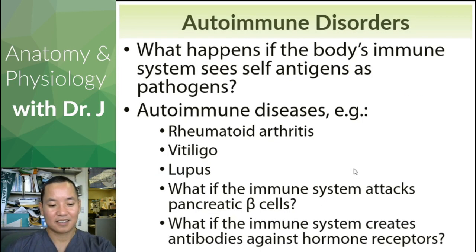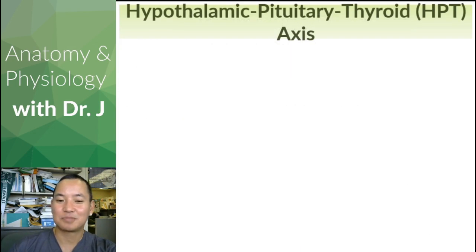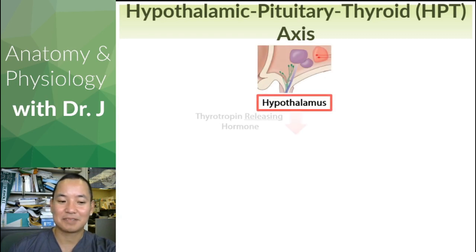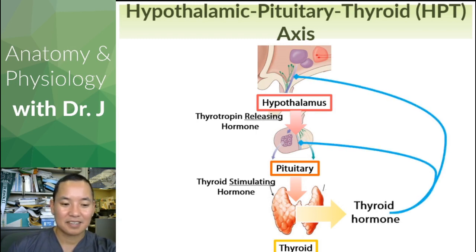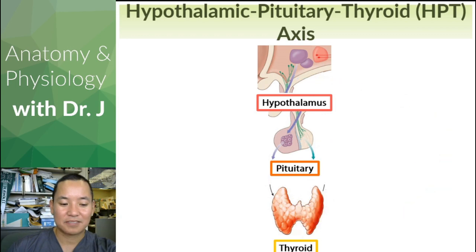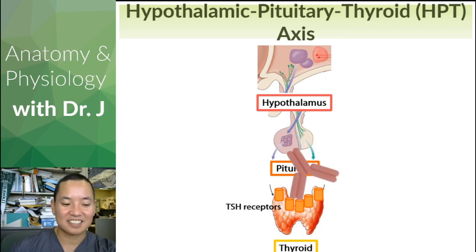What if the immune system creates autoantibodies against hormone receptors? Remember this? The HPT axis: hypothalamus, pituitary, and then thyroid. So the thyroid produces thyroid hormones. What happens if these receptors for TSH are targeted? These antibodies are randomly generated, but say one gets through and actually attacks these TSH receptors and activates them.